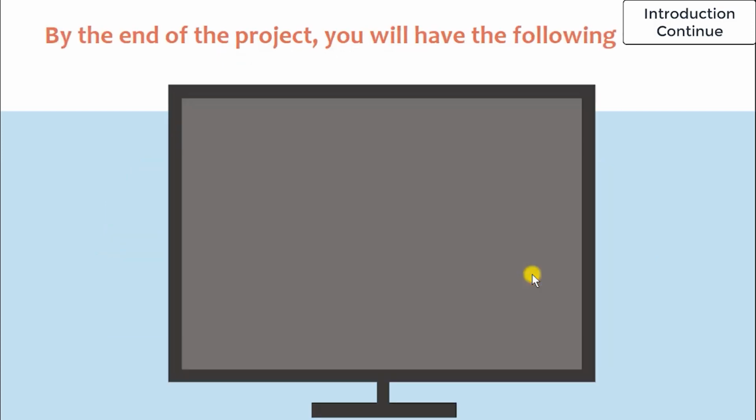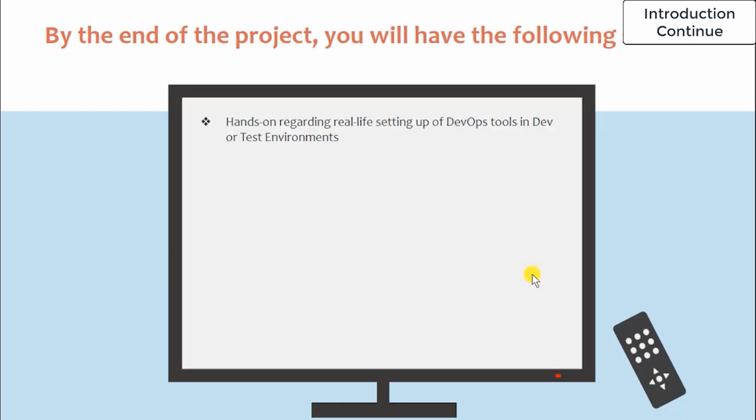Our next slide will tell you the skill sets you'll have by the end of this project. You'll have hands-on experience of how to set up DevOps tools in a dev or test environment, or even a production environment if you want to mimic all those things. Just by noticing what I am doing, if you mimic the same thing, you'll be able to do it.